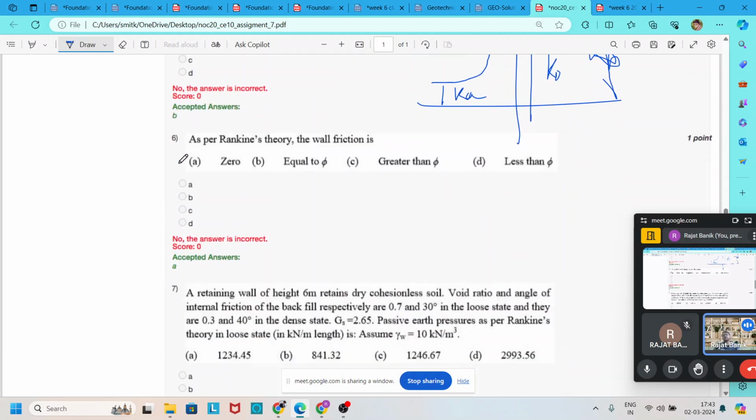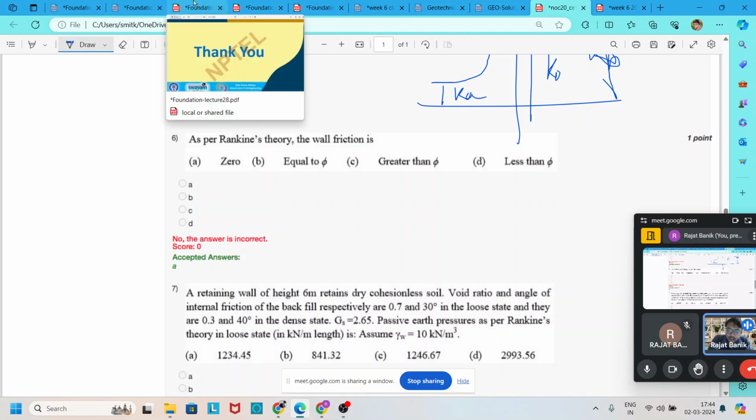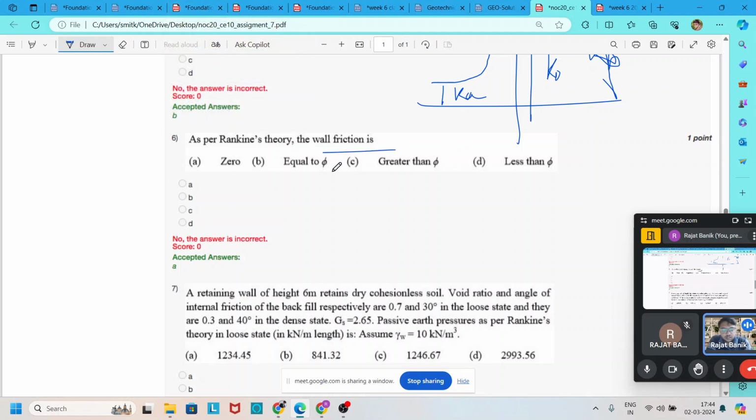Then question number 6, they said that as per the Rankine theory, wall friction. So we know that while applying Rankine's theory to find out the active earth pressure coefficient and passive earth pressure coefficient, we assume that the wall friction is zero for every case. So the correct option is option A, where we consider the wall friction zero in Rankine theory to find out the active earth pressure coefficient.